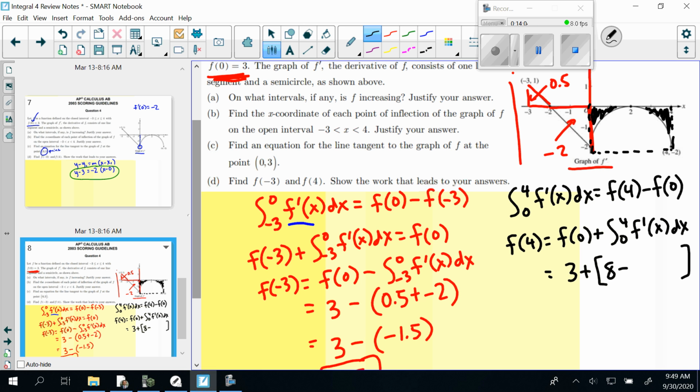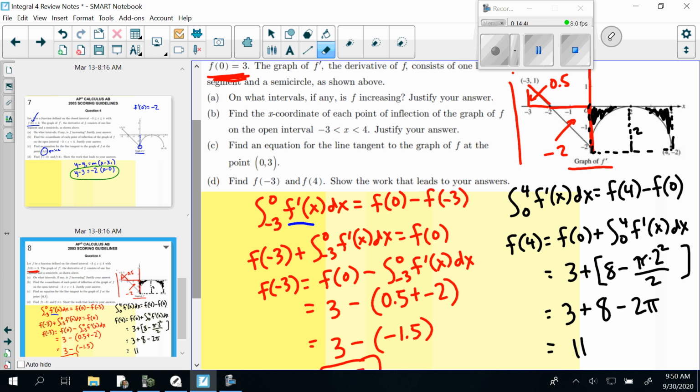So that's the area of that semicircle. The radius is 2 here. Area of a circle is pi r squared, so it'd be pi times 2 squared, but it's a semicircle, so divided by 2. That would give us the area we're looking for. If we simplify this, now we got 3 plus 8 minus 2 squared is 4, divided by 2 would be 2, so 2 pi. Combining together, we get 11. Oh, sorry.